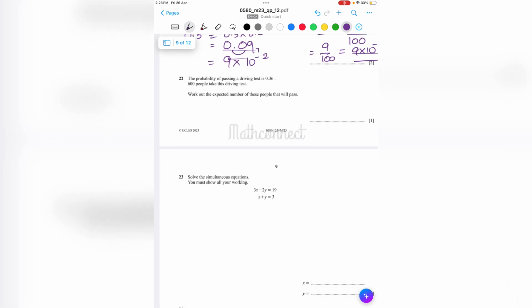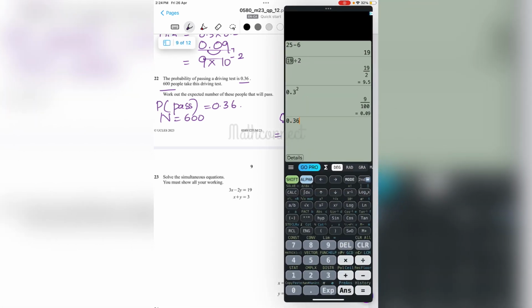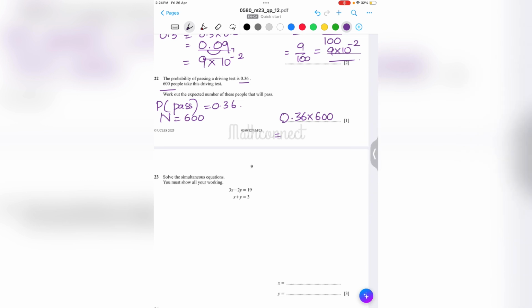Moving on to question number 22. The probability of passing a driver test is 0.36. And the number of people who have taken the test is 600. Work out the expected number of people that will pass. To find out the expected number of people that will pass, multiply the probability with the number of people who had actually taken the test. So 0.36 times 600. Let's do this in the calculator. So there are 216 people who are expected to pass.